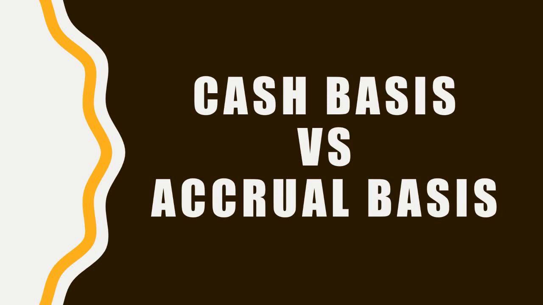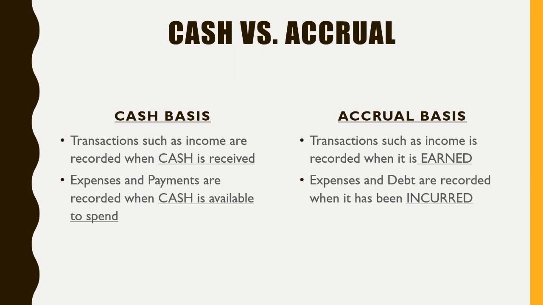Okay? So now let's go ahead and talk about cash basis versus accrual basis. So what is cash versus accrual? Now, cash basis, here's what the rule is. You're only going to record transactions based on whether you received cash. So for instance, you're only going to record income when cash is received, right? And you are only going to record your expenses when cash is readily available for you to spend. So again, most mom and pop shops, especially startup companies, right?